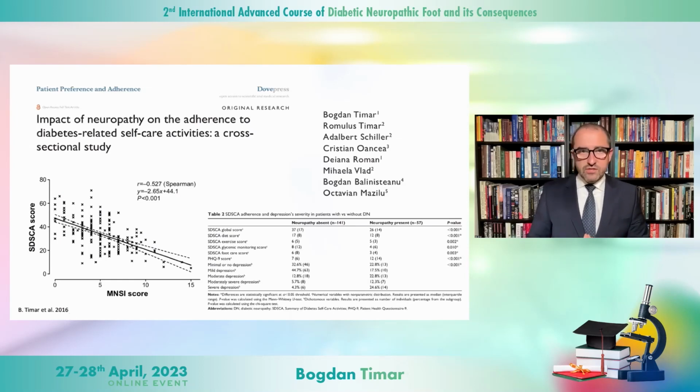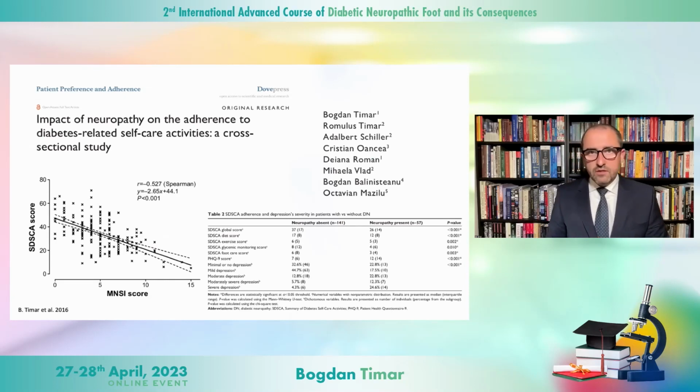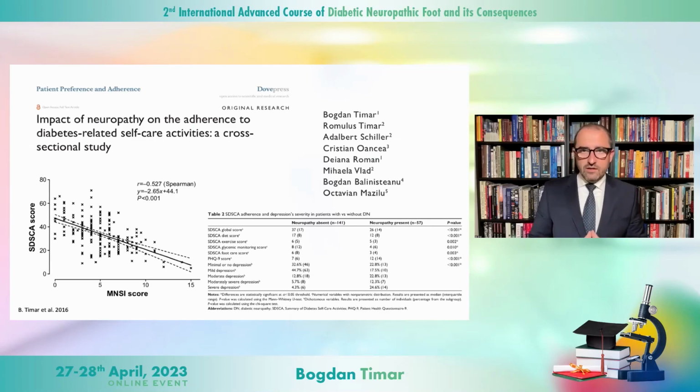Another hidden association of diabetic neuropathy is related to the diabetes self-care activities of our patients. We are all well aware that the self-management of diabetes is very important for all of our patients, and a decreased self-management or a decrease in the quality of the self-management of diabetes is going to lead to a decrease in the glycemic control as well as the prognosis of our patients.